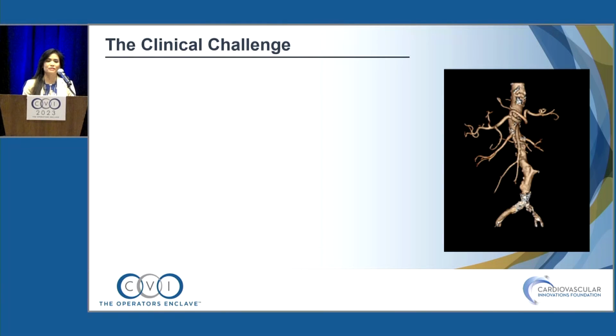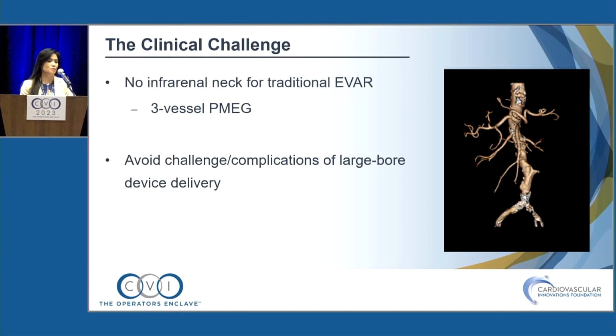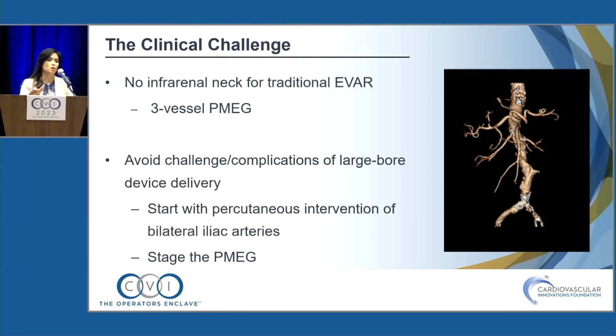So we consulted our vascular surgery team, and she was deemed to not have an infrarenal neck for a traditional EVAR, which meant she would likely need a 3-vessel physician-modified endovascular graft repair. To avoid any challenge or complications of a large bore device delivery in a complicated PMEG case, we decided to start with percutaneous intervention of her bilateral iliac arteries, followed with staging of the PMEG at a later date.